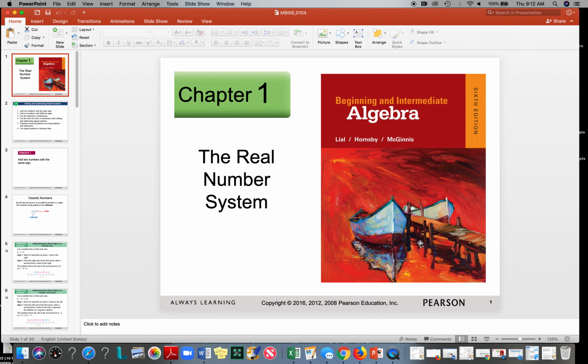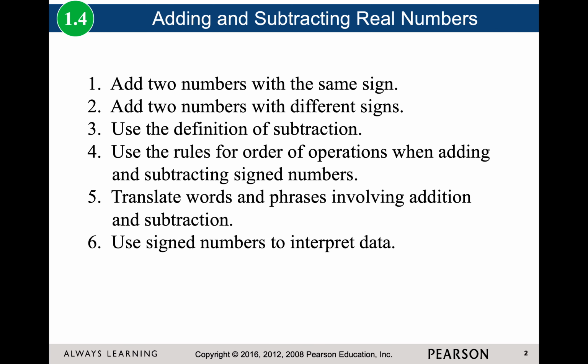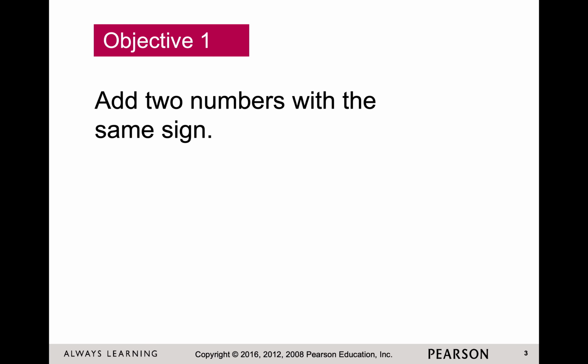So now we are moving on to section 4. In section 4, we're going to start working with the real number system, and we're going to start working with positive and negative numbers. We're going to be doing operations with those and starting to look at how things affect data as they're positive and negative.